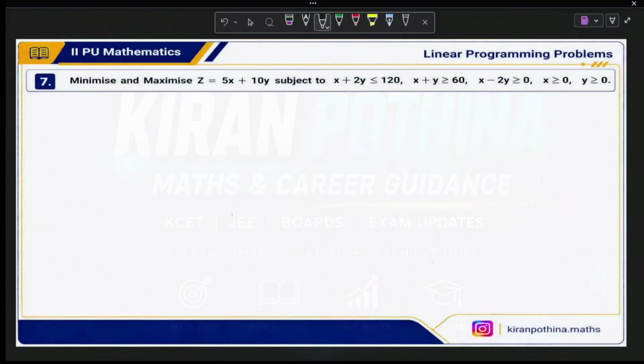Today we are solving an important 6 marks linear programming problem from second PU mathematics using the graphical method. I will explain every step clearly from drawing the graph to finding the optimum solution. Let's begin. First, let us carefully read the given problem and identify the objective function and constraints.